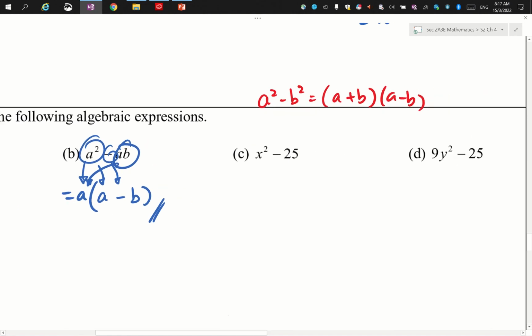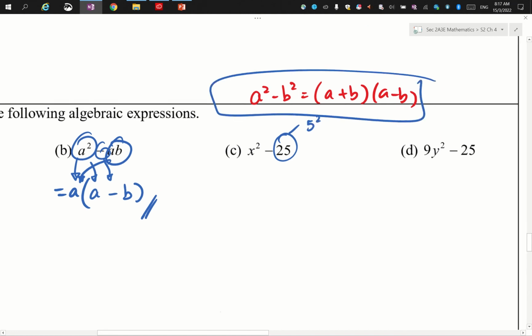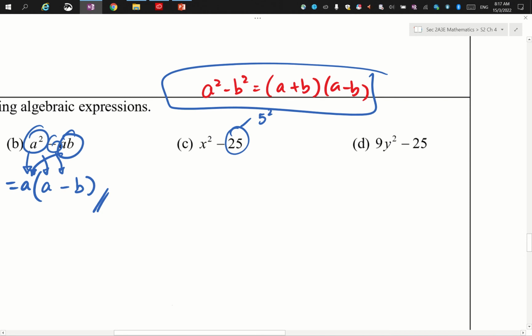Now part C, at the first glance it looks like there are no common factors. But be very sensitive to 25, this can be written as 5 squared. And then we have this particular format, a squared minus b squared. So that gives us x plus 5 times x minus 5.